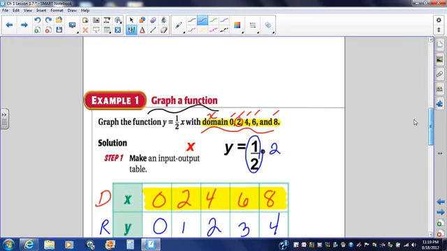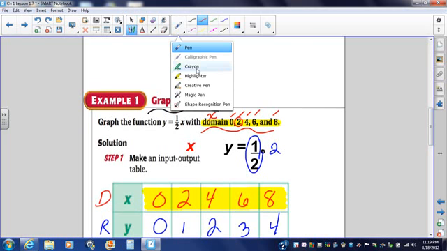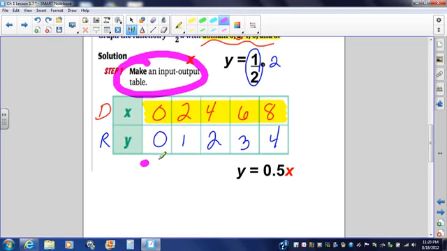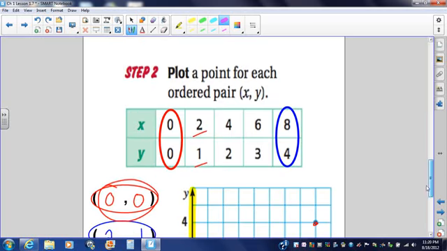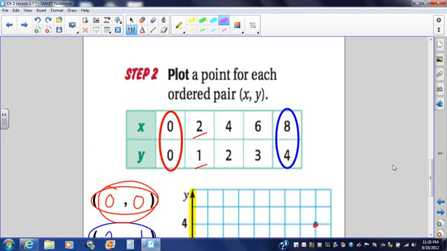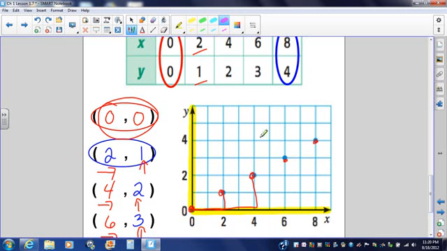So, quick review. The first thing you're going to do is make an input-output table, and we solved it for our range. So make a table, solve it, then simply plot the points. Excuse me, go away, thank you. Just plot the points. And that's all there is to it, guys.